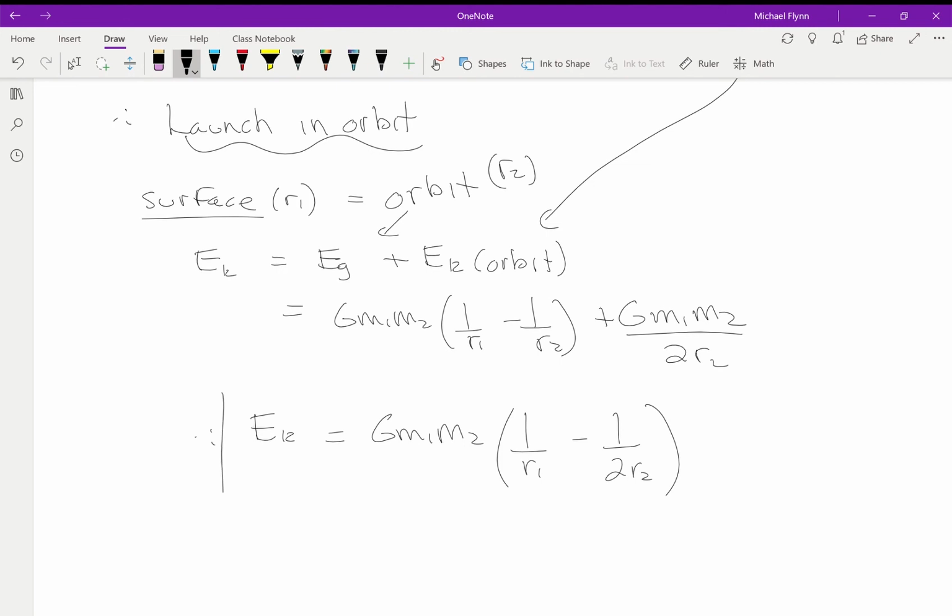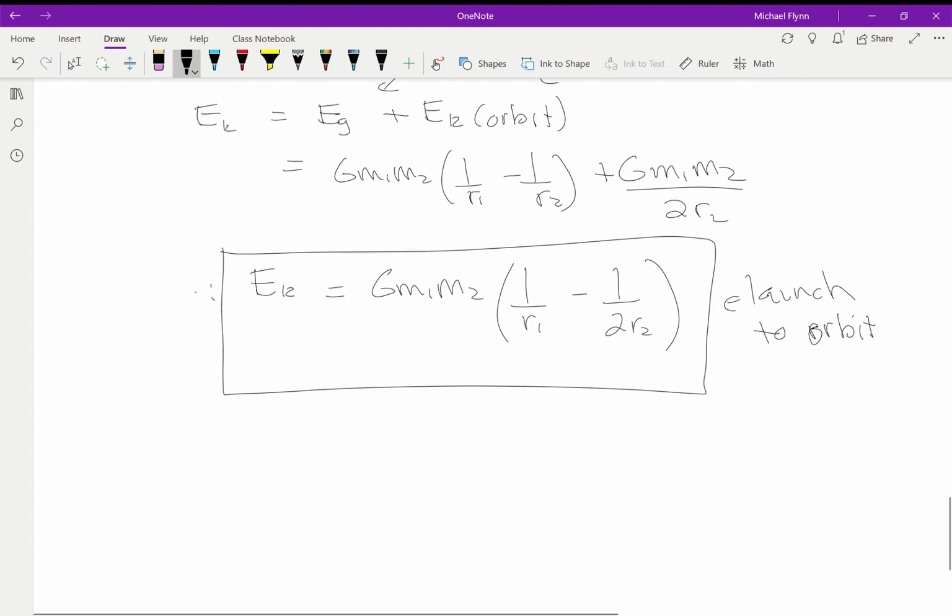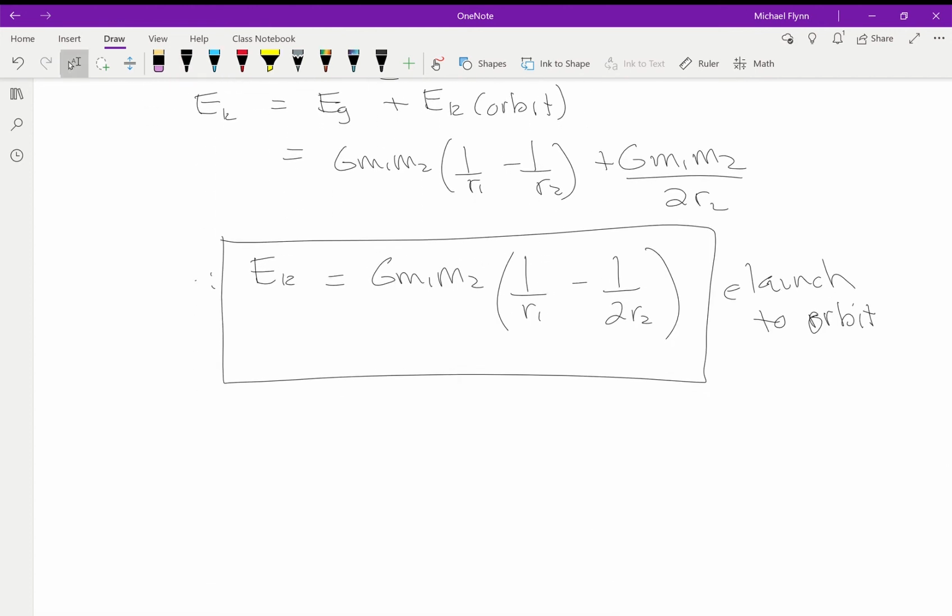Okay, now I'm going to put a little box around this. So this is when you're launching to orbit. So when you're launching something to orbit, you use this formula here. And what you're going to do is replace this equation here with 1/2 mv squared, where v is the velocity of launch. So if you're asked for a launch velocity to get something into orbit, that's how you do it.